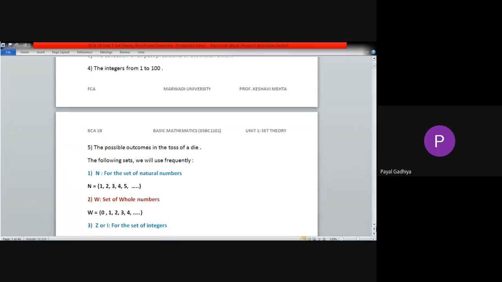Next is W, that is the set of whole numbers. This set will contain 1, 2, 3, 4, 5, so the natural number set, and one more element which is 0. So it will start from 0, 0, 1, 2, 3, 4, 5 and up to infinity.